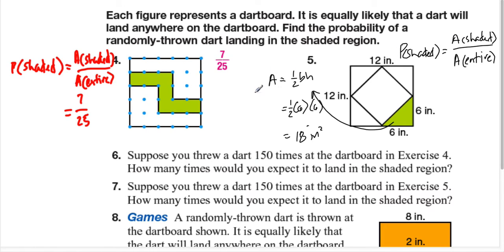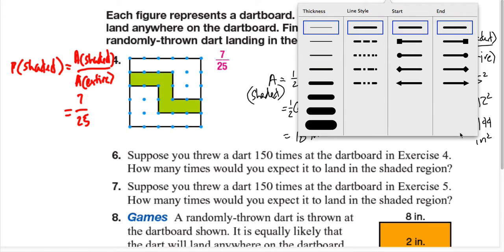That's the area of my shaded region. Okay, so this is shaded. And the area of my entire region will be the area of this square right here. So the area of my entire region will be S squared, or 12 squared, or 144 square inches. Okay? And we apply the formula, area of the shaded over the area of the entire region.